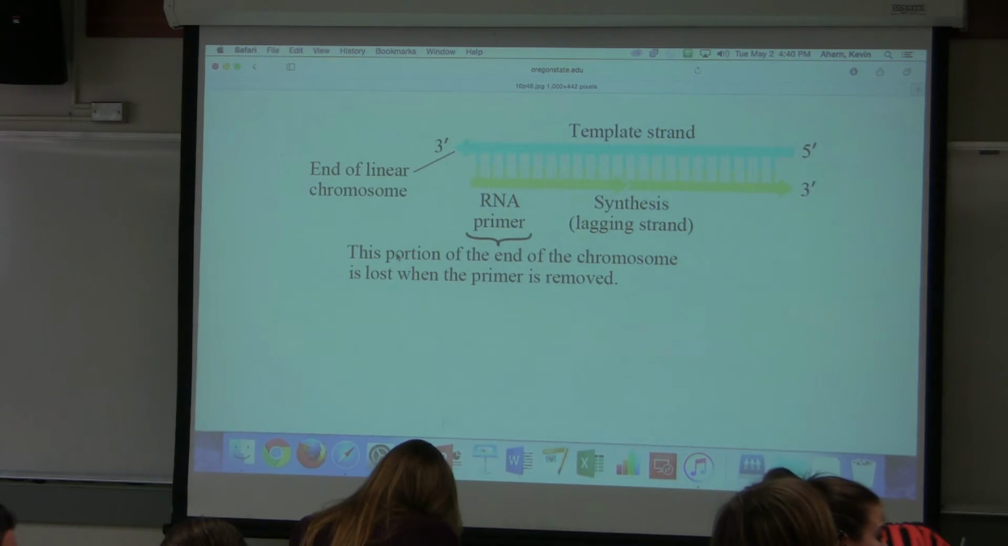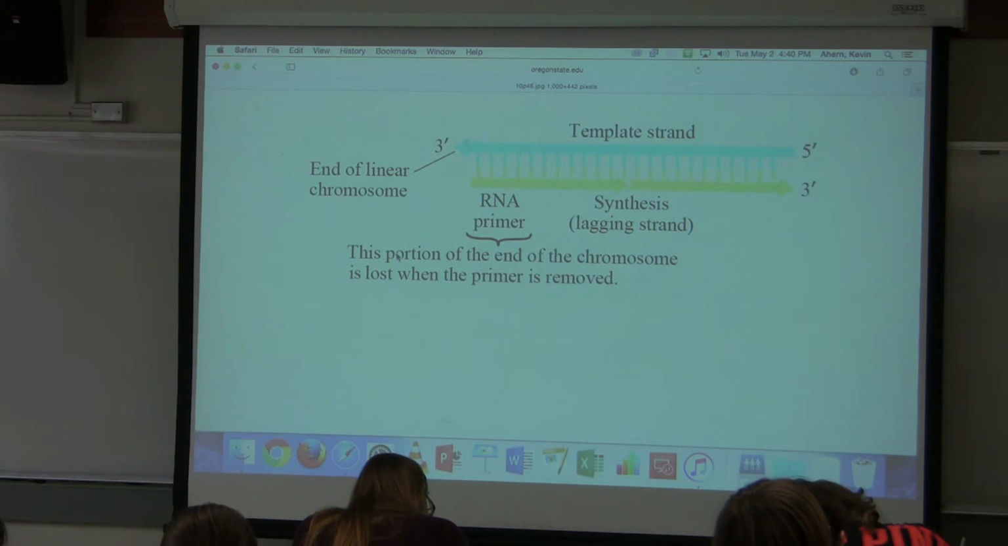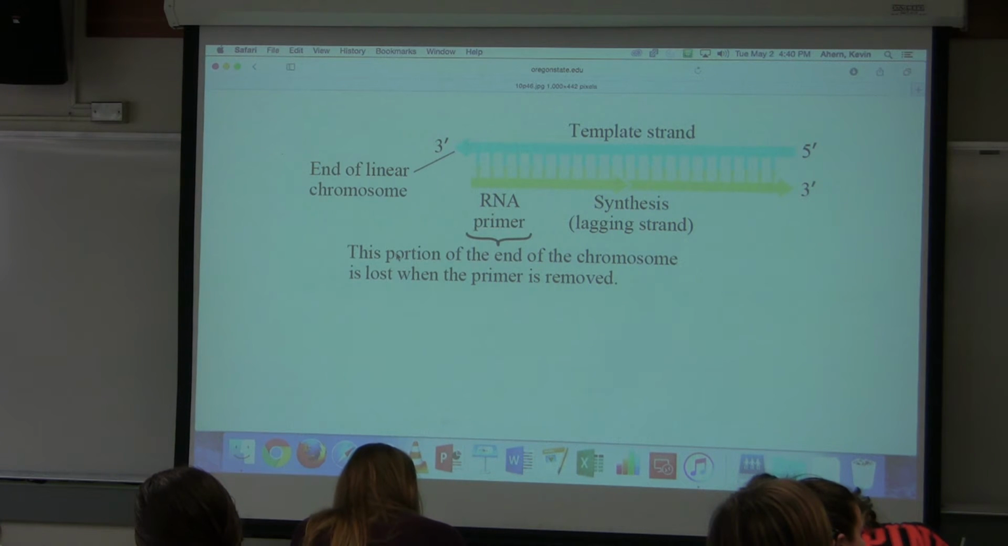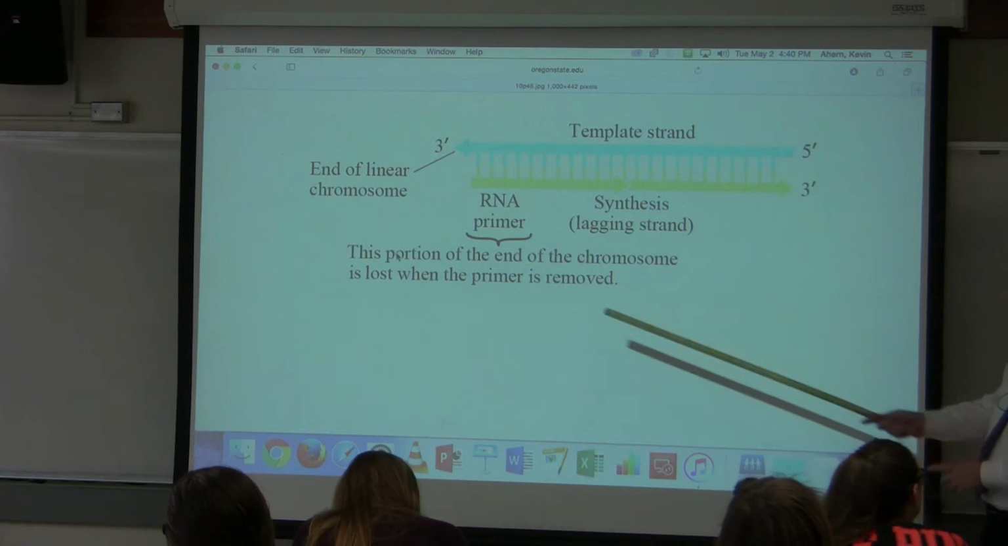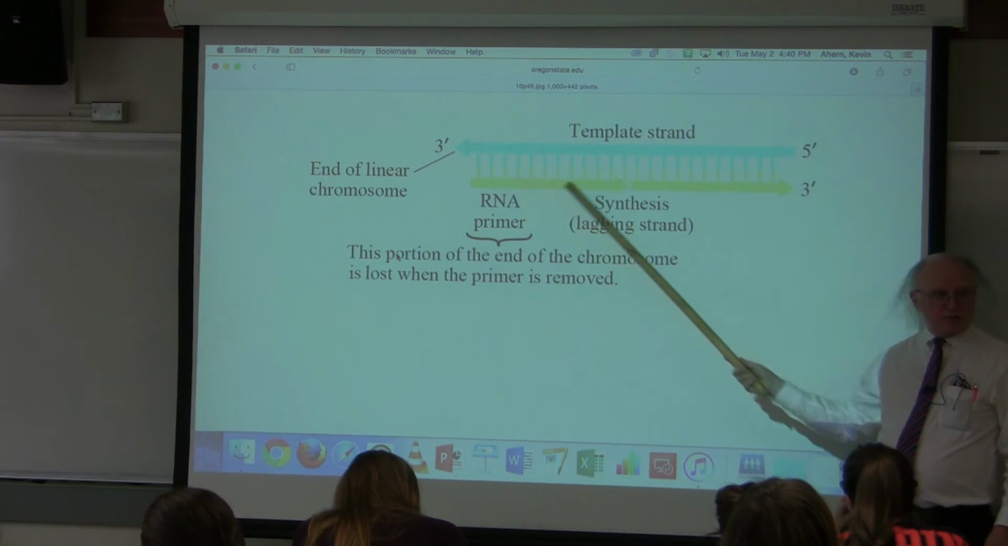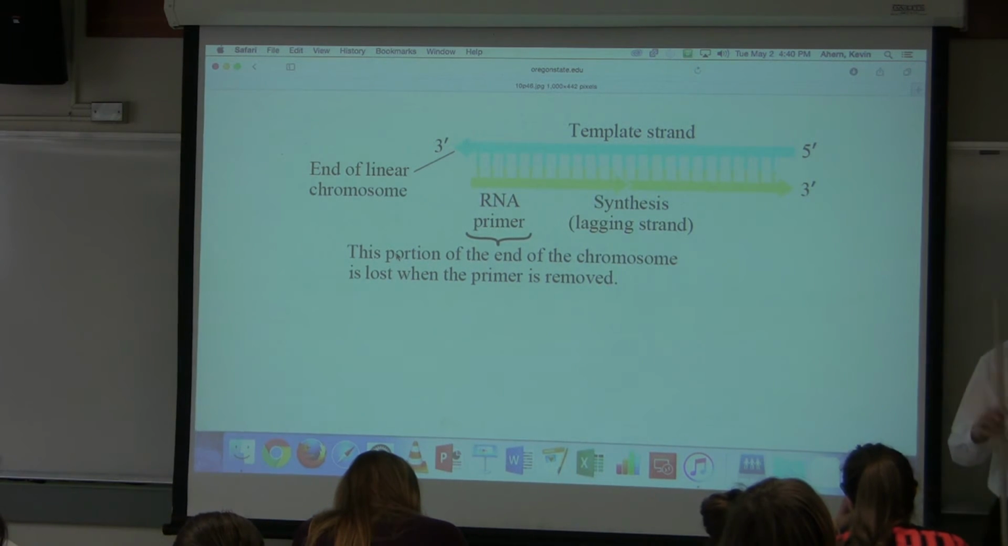Prokaryotes don't have telomeres because they're circular. That's correct. Does the lost DNA ever get recycled? No, because it's just chewed up by the exonuclease, and it's mostly coming as RNA anyway. So it's not recycled.